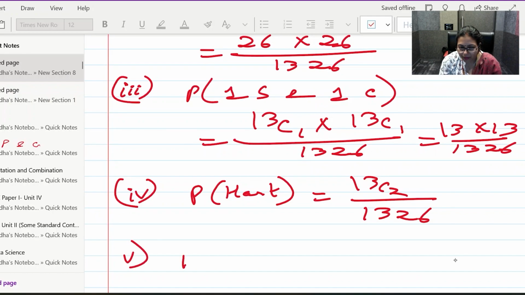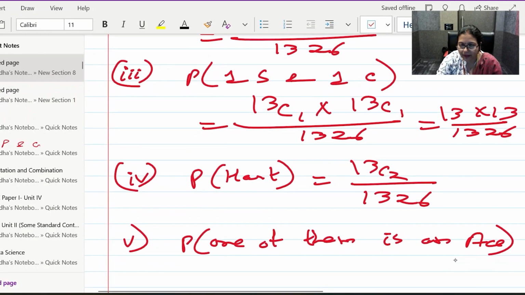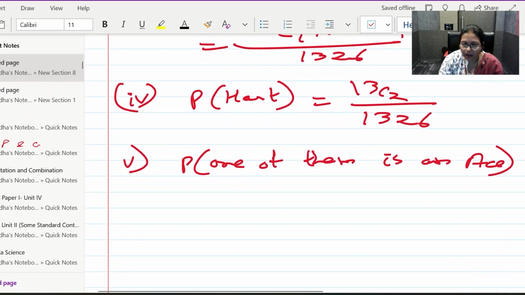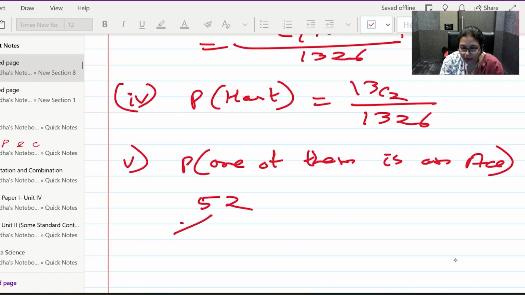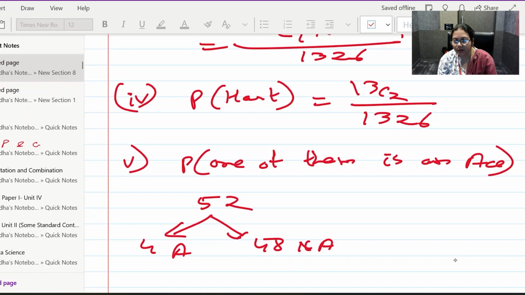Number 5. This is interesting. One of them is an ace card. Fine. So total in a pack of cards, how many cards are there? 52. How many ace cards are there? 4. So how many cards are not ace? 52 minus 4, that is 48. 4 ace cards are there, these are not ace. Now the question is, one of them is an ace card.